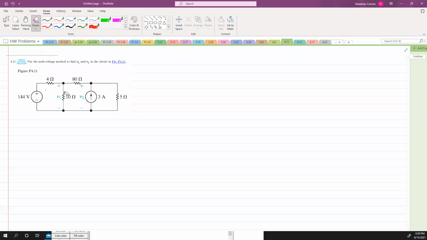All right, so we got problem 4.11. I'm going to solve this using the universal method. So let's get labeling the nodes.